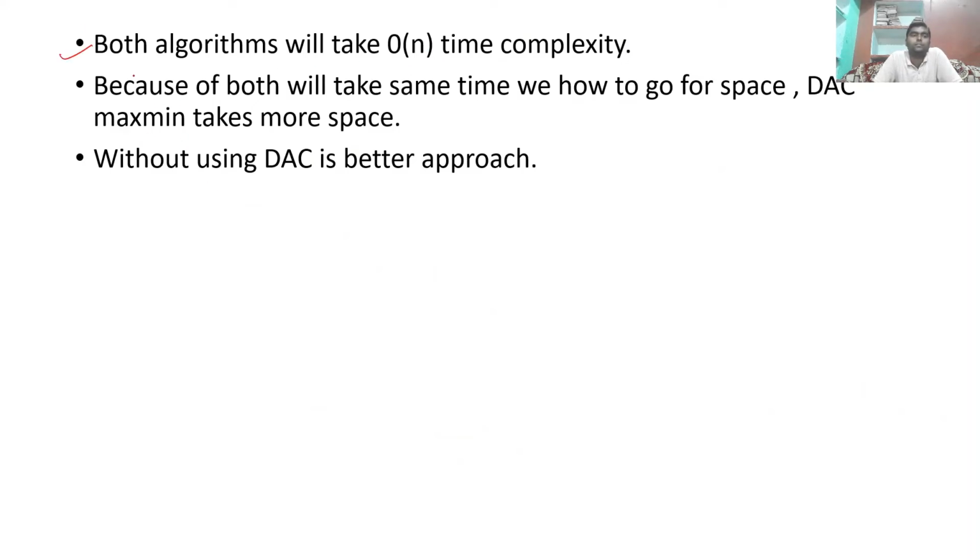Because both take the same time, we have to go for space. Divide and conquer takes more space, obviously, because it is a recursive program. So that's why ultimately we can conclude that without using divide and conquer is the better approach for finding maximum. So this way we concluded that finding maximum and minimum is better if we simply use the iterative algorithm.